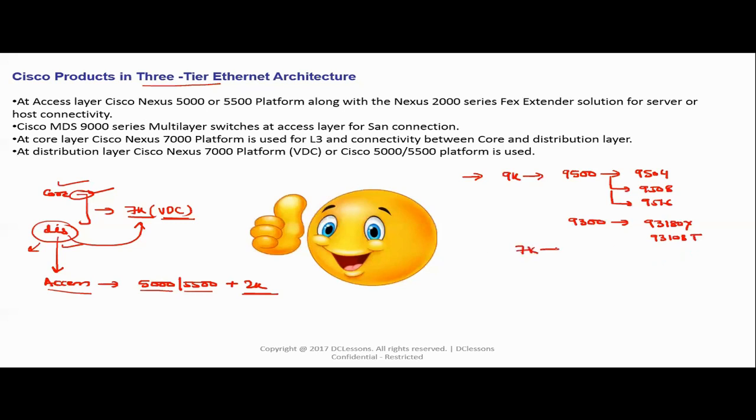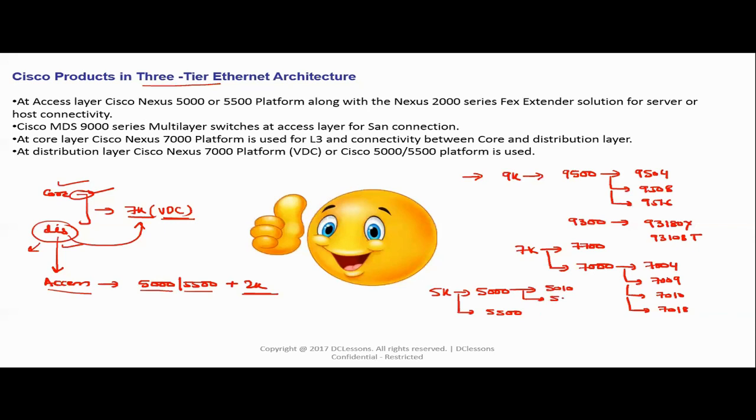Then we have the 7K. In the 7K, we have different models like 7700. We have the 7000. If I talk about 7000, then we have a 7004, 7009, 7010, and 7018. Then we have the Nexus 5K. In the 5K, we have Nexus 5000 switches and then Nexus 5500 switches. In the Nexus 5000 switches, we have Nexus 5010 and Nexus 5020, which are now out of sale.